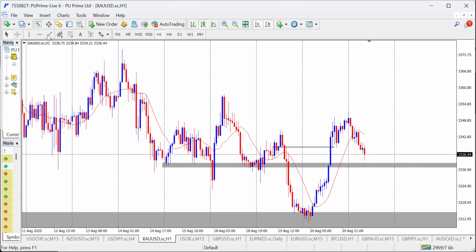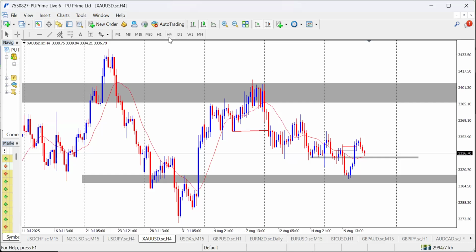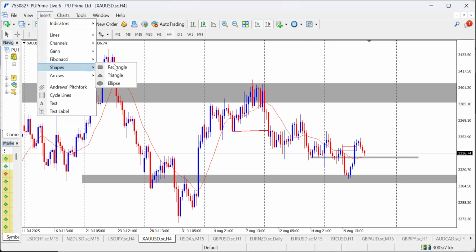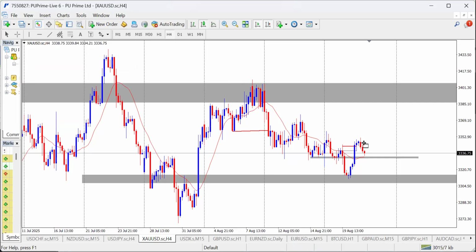Why? Because we have broken above this high on the 1 hour time frame. So this high has been broken. We just need a proper retracement to buy. So we're looking for opportunities to buy gold. And what I would just love to see in buying gold is quite simple.